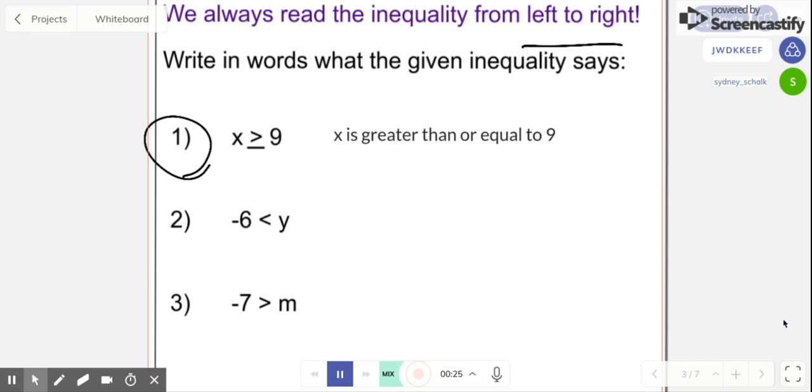For number 2, we have that less than sign. So we're going to read that as negative 6 is less than y. Go ahead and pause the video and try this last one on your own. Come back and see how you did.